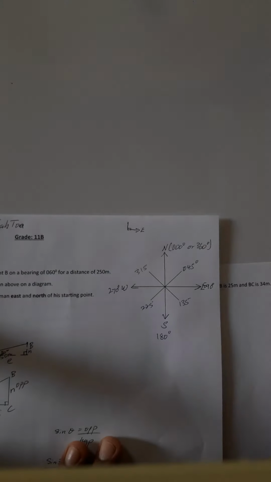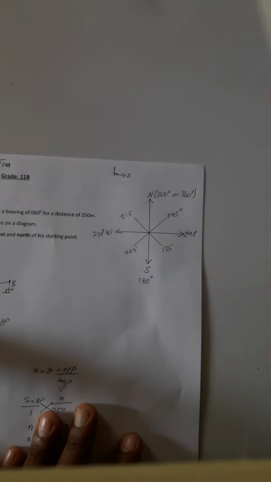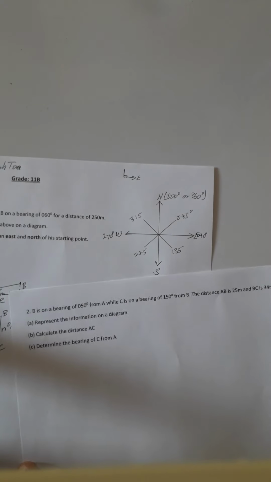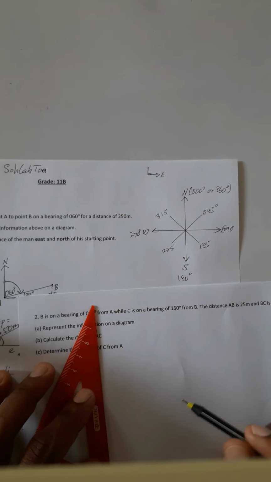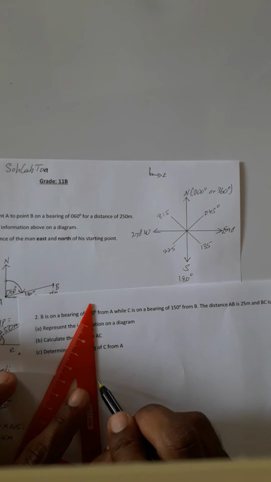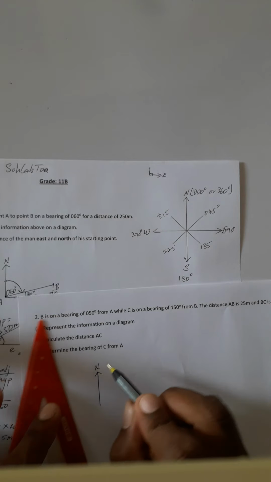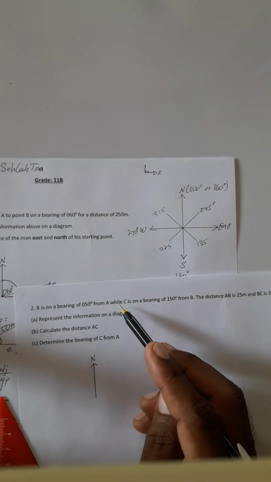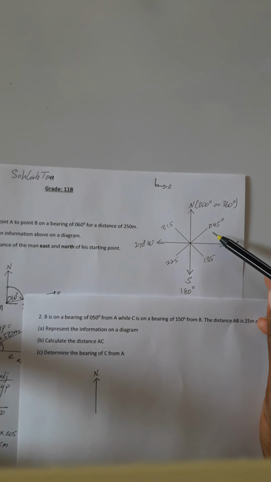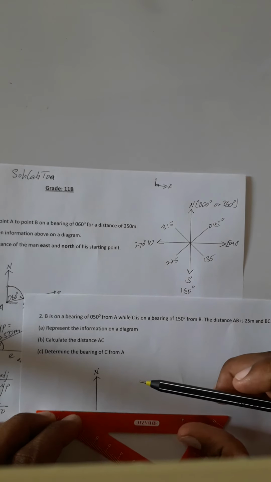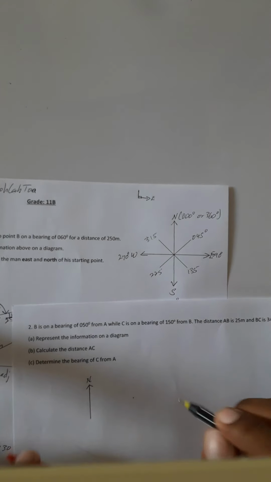I'll go back to this. I'll just leave this at the side so it can help us with our diagram. Good, so the first thing I'll need is my north line. I have my north line here. B is on a bearing of 50 degrees from A. So 45 is somewhere there, 50 should be, okay, I know this is 90, 45 is somewhere there. Well, let's say 50 is there.